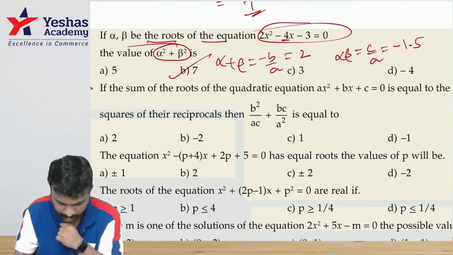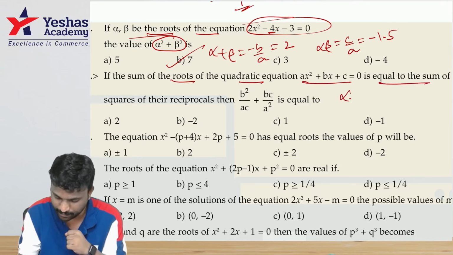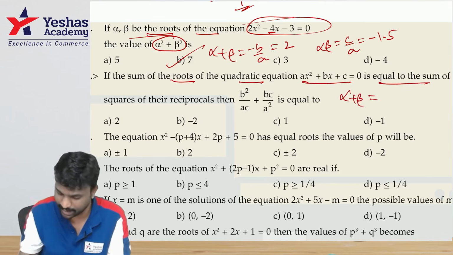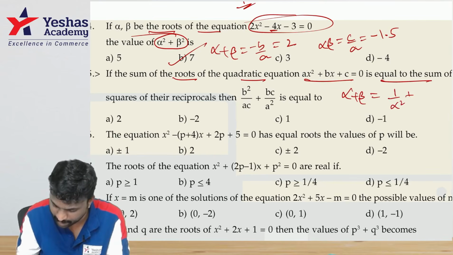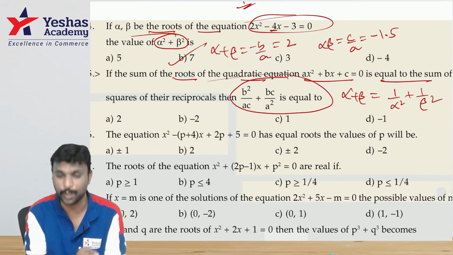Guys, moving on to the next question, question number 5. If the sum of the roots of the quadratic equation, that means alpha plus beta, is equal to the sum of the squares of the reciprocals, that means 1 by alpha square plus 1 by beta square, then the value of this is equal to what?